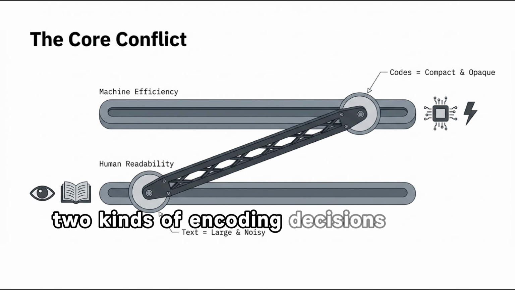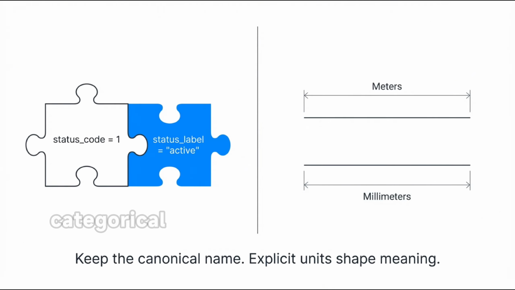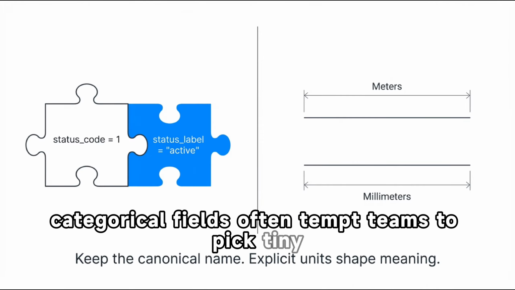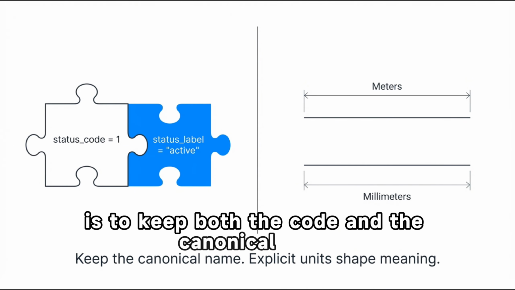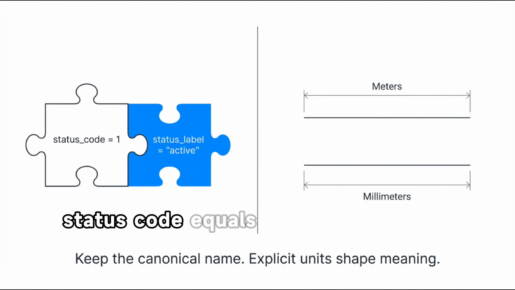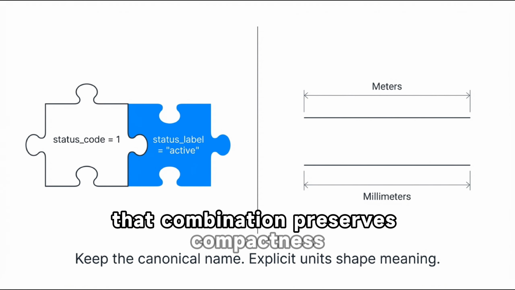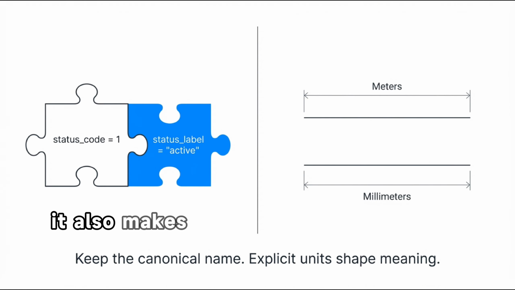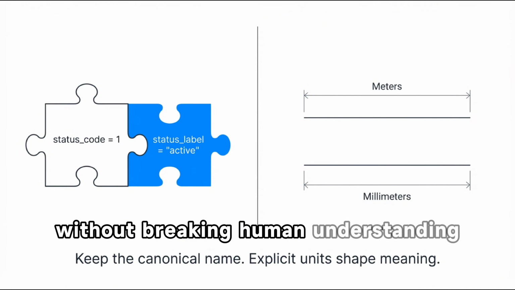Two kinds of encoding decisions appear again and again: categorical encoding and numeric representation. Categorical fields often tempt teams to pick tiny integer codes. They are efficient, joins and indices run quickly. But those codes require a dictionary. Without it, the data's meaning evaporates. A safe pattern is to keep both the code and the canonical name. For example, status code equals 1 and status label equals active. That combination preserves compactness and discoverability. It also makes life easier when the code set evolves. New codes can be added without breaking human understanding.